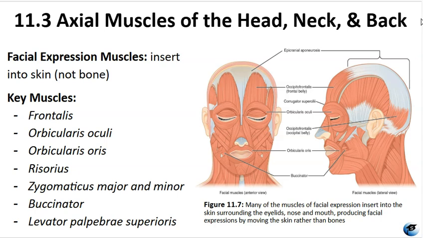The risorius pulls the corners of the mouth outward, producing a smile. The zygomaticus major and minor elevate the corners of the mouth, helping to create a smile or a laugh. The buccinator compresses the cheeks, aiding in chewing and blowing. And the levator palpebrae superioris raises the upper eyelid, which opens the eye.